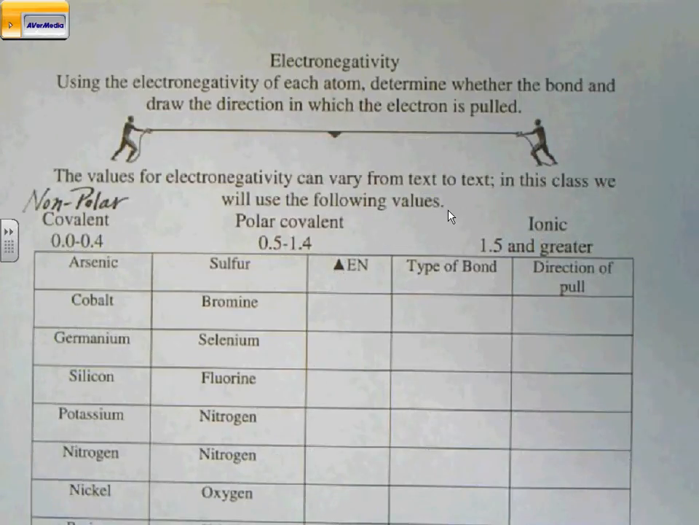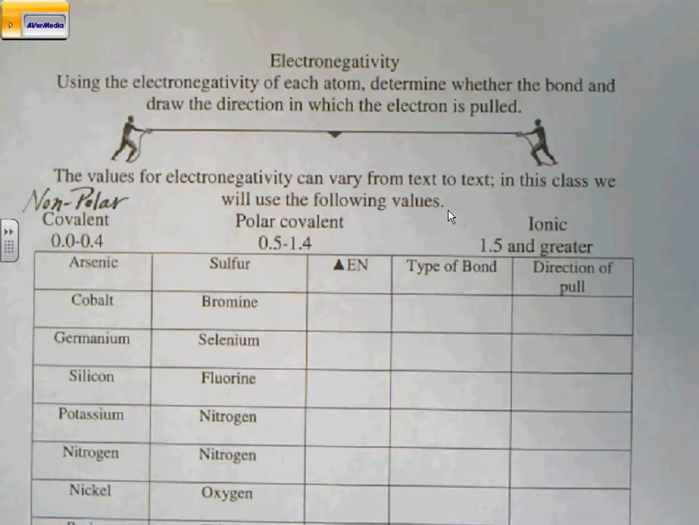Alright, so it says at the top that you are to use the electronegativity value for each atom, and I believe you have a periodic table that has the electronegativity values in it. You are to determine what type of bond is there between these two atoms, and you're also to draw the direction in which the electron is being pulled. The electron will be pulled in the direction of the greatest electronegativity.